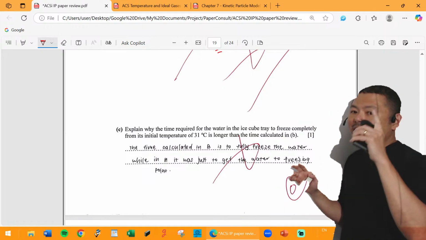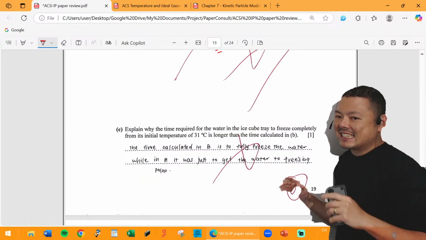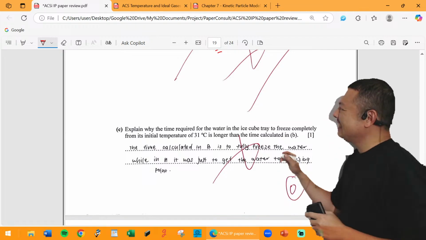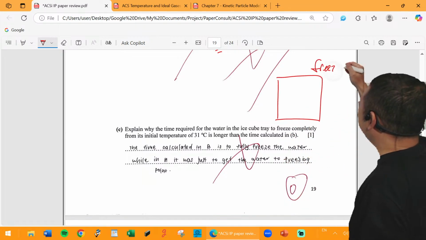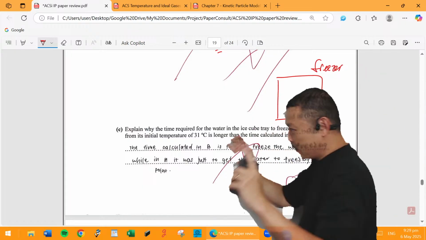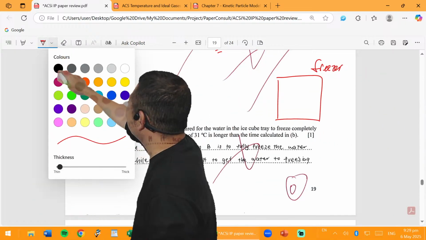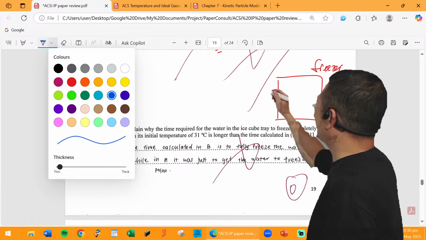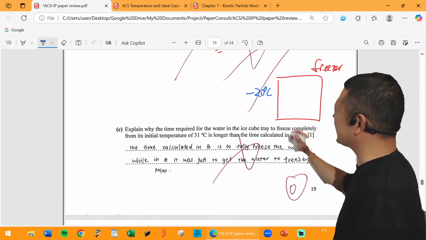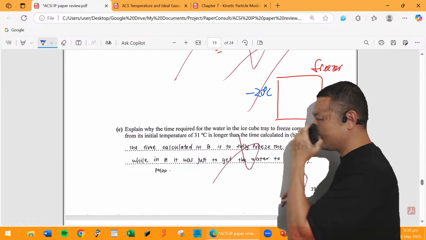What is the temperature of your freezer, guys? Come tell me what's the temperature of your freezer. -20, -10, that's good. It's basically not 0 degrees Celsius. It's -20 degrees Celsius, for example. Usually fridges are more like 20 now.